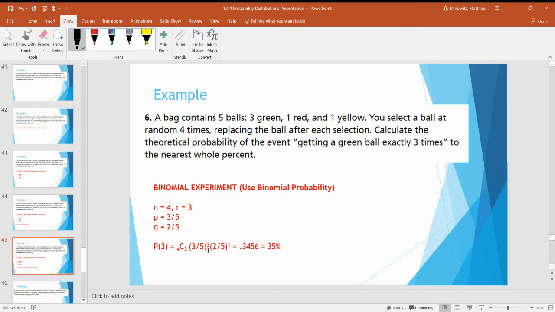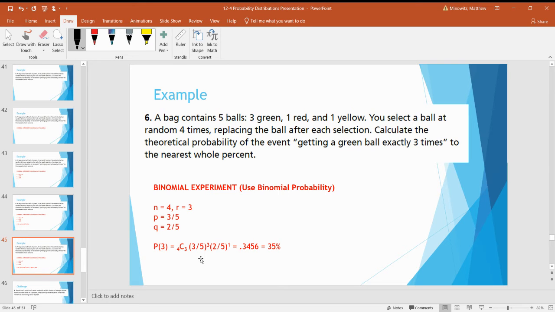And then I calculate that using my calculator. I don't expect you to do 3/5 cubed by hand. You can, but when we're doing this, the formula is super important in understanding what we want to happen, and we have a 35% chance of getting exactly 3 balls, 3 green ones out of 4.